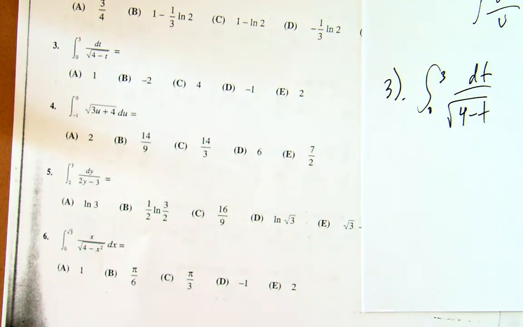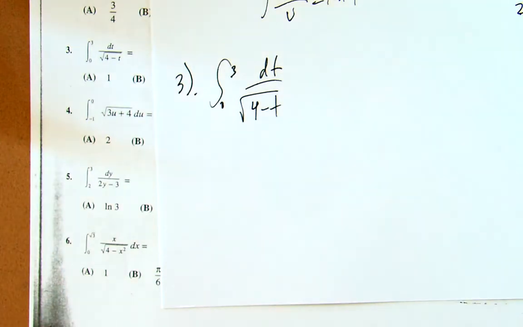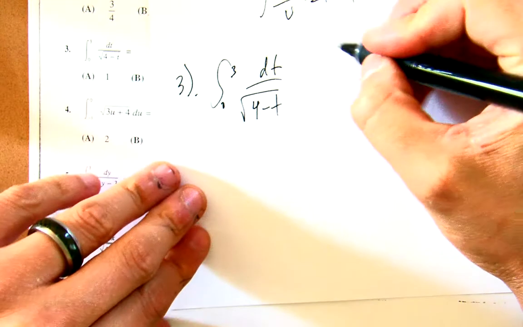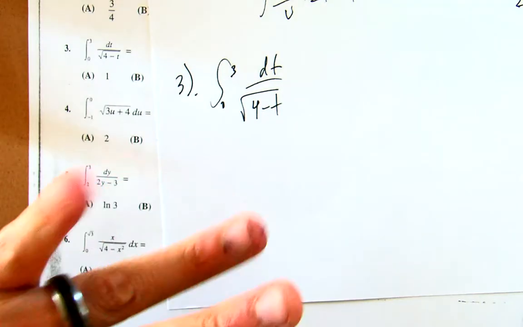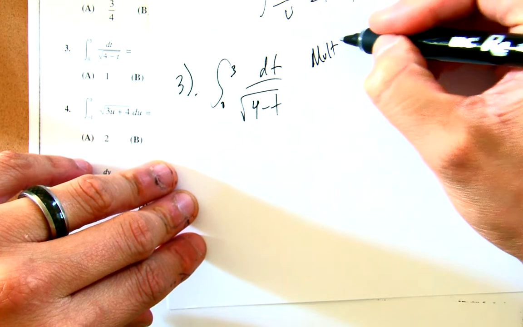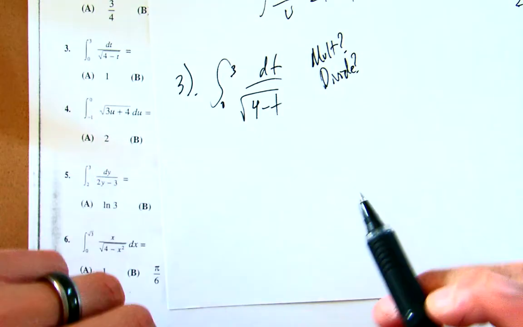Antiderivative number 3. So here we have the integral from 0 to 3 of dt over the square root of the quantity 4 minus t. So you have to check first. You can't just add 1 and do the reciprocal. Why? It's not a polynomial. Can you multiply? No. Can you divide? No, because you can't divide by a square root.